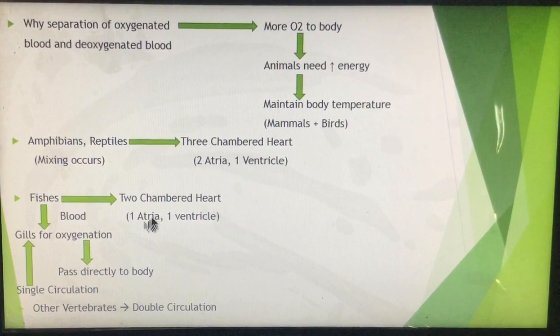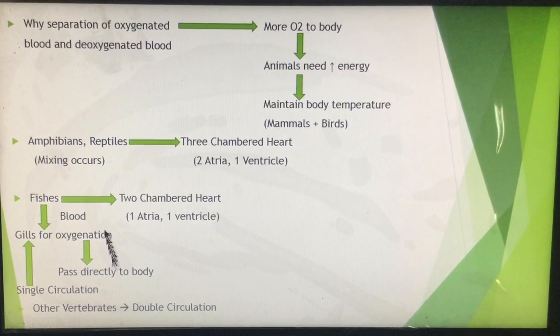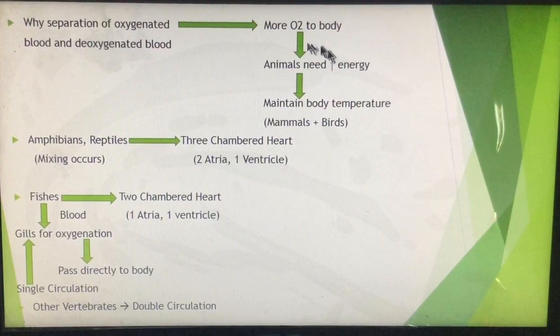Which chamber of the heart? Atria. From the atria it goes to the ventricle, from the ventricle it goes to the gills, where oxygenation of the blood takes place, and the oxygenated blood goes to the body of a fish, and then again the deoxygenated blood enters into the heart. So in fishes the heart is 2-chambered, in amphibians and the reptiles the heart is 3-chambered, whereas in mammals and the birds the heart is 4-chambered.